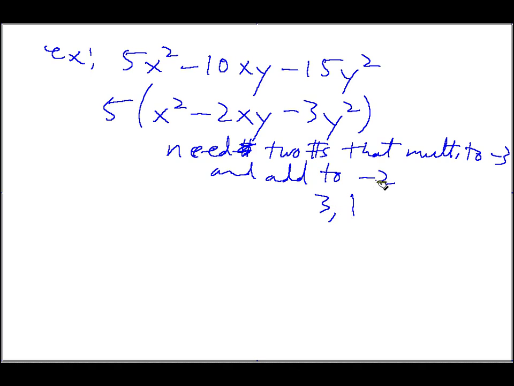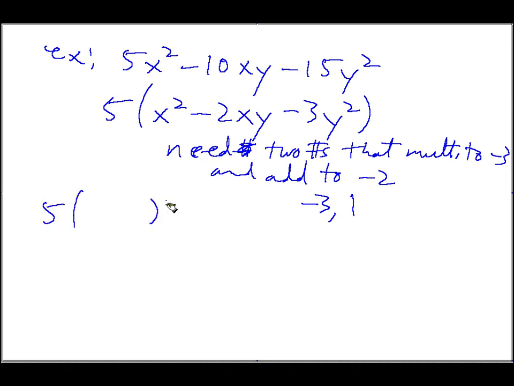So how can I get this to add to negative 2? Well, if I make the 3 negative, then it'll work out. Negative 3 times 1 is negative 3, and negative 3 plus 1 is negative 2. Can we see that? All right, then. Let's go ahead and write down the answer. Now, there's a y squared here at the end, so I need to make an adjustment.